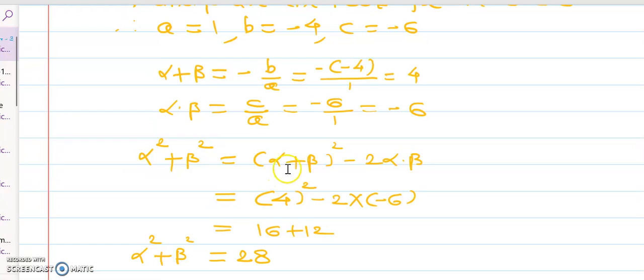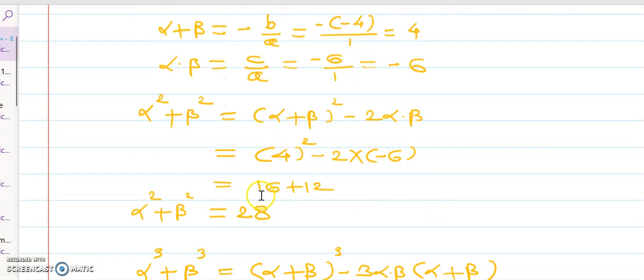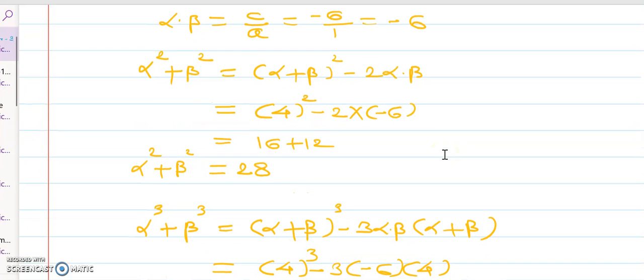Now substitute the value of alpha plus beta. Alpha plus beta is 4 and it's squared. That is 4 square minus 2 into (minus 6). Therefore 16 plus 12, that is 28. Therefore alpha square plus beta square is equal to 28.